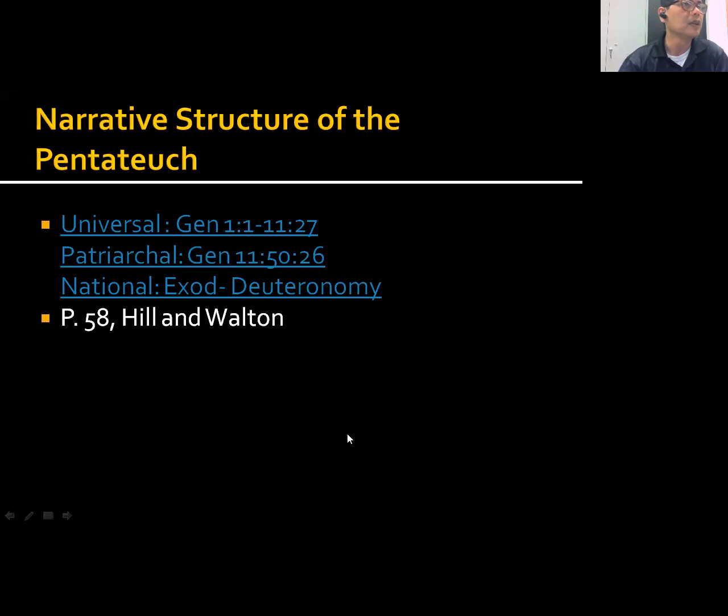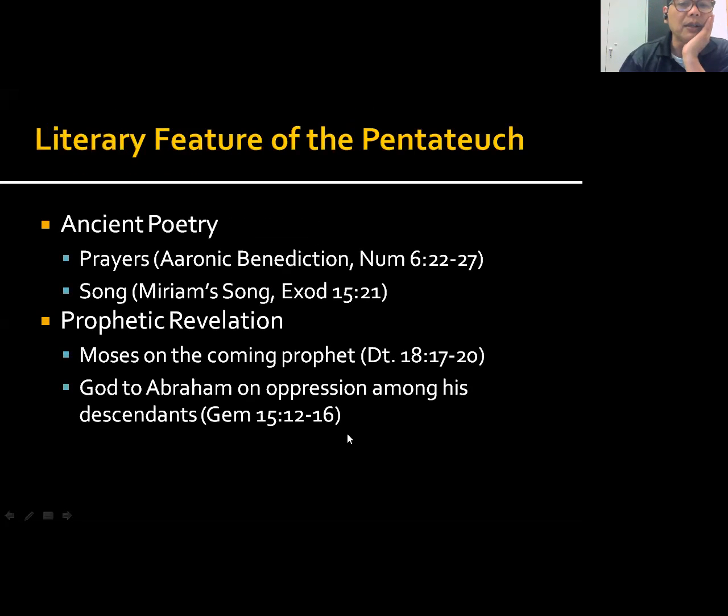Let's move on. Another literary feature from Genesis to Deuteronomy is the fact that there is poetry in it, such as the Aaronic benediction. If you remember, during the FSB FPI, that was our topic. And then the Song of Miriam. And then there's also a prophetic genre, and the fact that Moses did this in Deuteronomy. God spoke to Abraham about how God will bless those who bless you and curse those who curse you. All of them are in poetic literature.